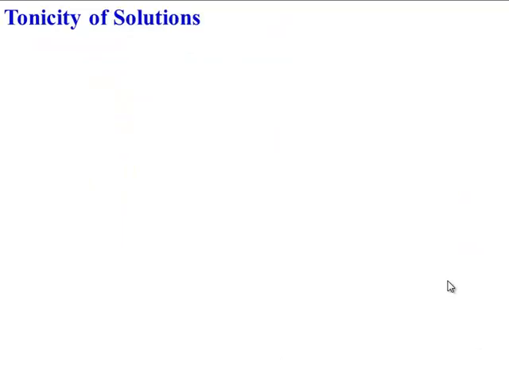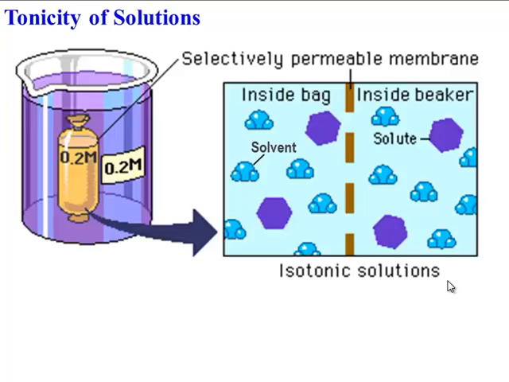Now, one thing that affects which way water moves is the tonicity of the solution. By tonicity, we just mean the relative concentration. So one type of solution is an isotonic solution. If we look at this situation, we've got a bag that represents a cell, and it has 0.2 molar solution in it. So remember, molarity is a measure of concentration. So this is fairly weak, but it's in an environment where the solution is also 0.2 molarity.